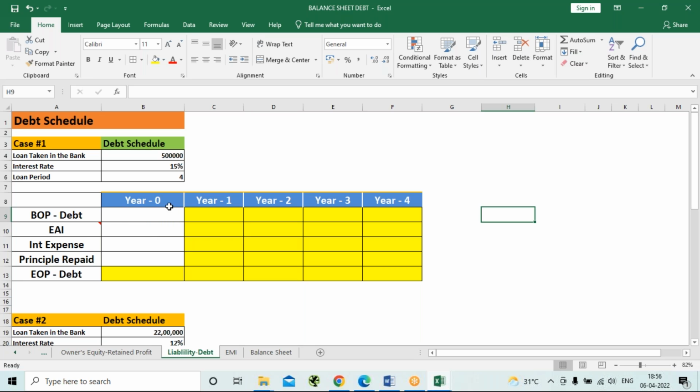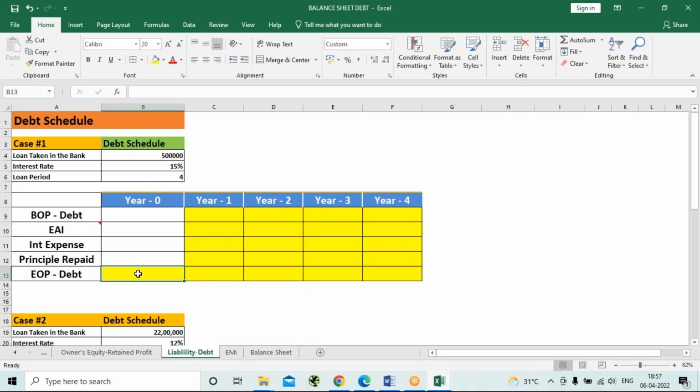So always when you are calculating for the EAI, that is annual installment, you are going to start with year 0. Here you have the headings. BOP stands for beginning of period debt for that period. EAI is the equated annual installment of that period, interest expenses of that period, principal paid of that period, and what is the end of period debt.